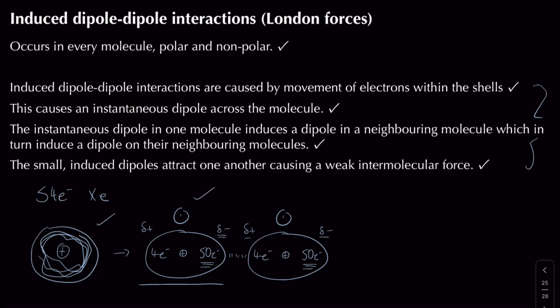The instantaneous dipole in one molecule is inducing a dipole in a neighboring molecule, which induces another and another and another, and so on. And then overall, we end up with them attracting, and this causes a weak intermolecular force. Now, of course, this is just about 3 or 4 marks that you need to learn for the exam itself. Yeah, just be aware of that.